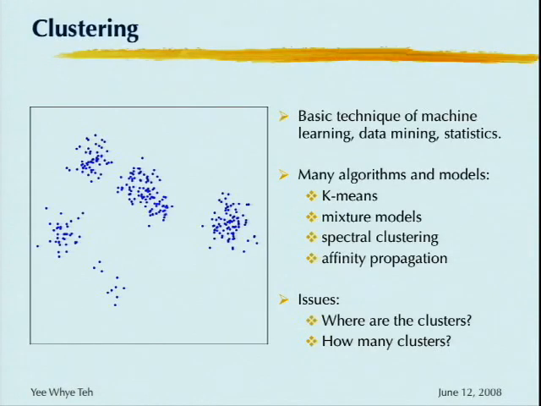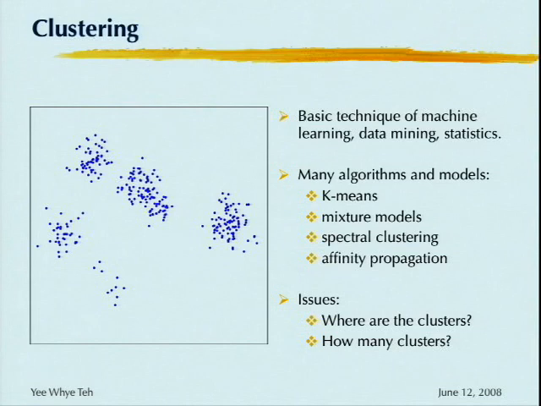Okay. Let's start off with a very simple problem of clustering. It's one of the basic problems of machine learning. You're given a set of data points, and you want to figure out which are the subsets of your data points which are similar to each other and different from other subsets. Those are the clusters of your data points. This is a basic technique that is used all over the place in machine learning, data mining, and statistics. And of course, there's a really rich history, with many algorithms and models proposed for clustering.